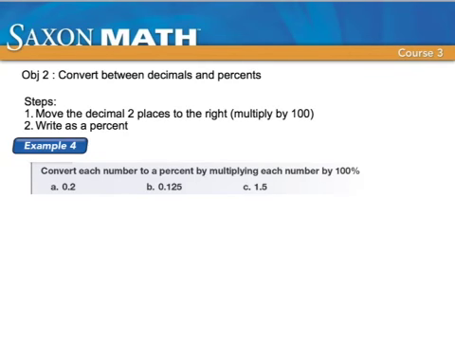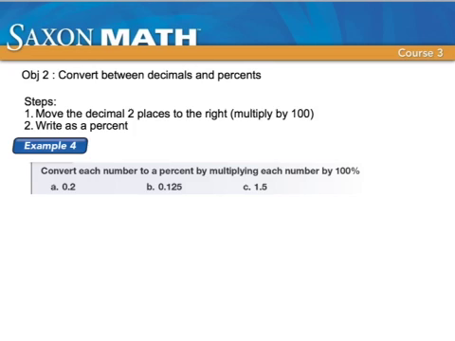Alright, we're into Objective 2 now. Objective 2 is to convert between decimals and percents. We're going to go back and forth between those two. Example 4 says to convert each number to a percent by multiplying each number by 100%. Okay, so we're going to take these decimals and convert them to percents.